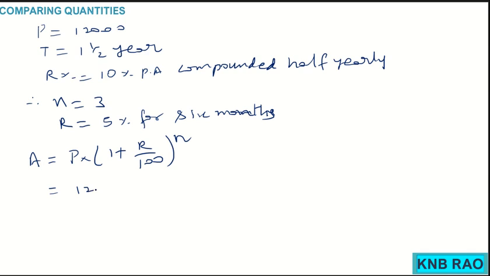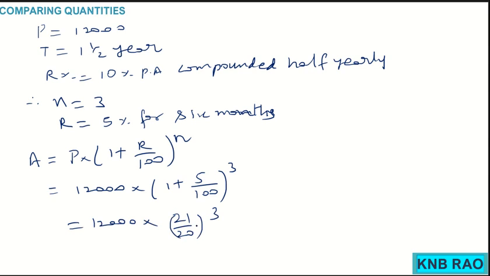Now 12,000 into (1 plus 5 by 100) whole to the power 3. So, 12,000 multiplied by (21 by 20) cube. So, 12,000 into 21 by 20, 21 by 20 into 21 by 20. So, these 3 zeros will cancel with these 3 zeros. So, 2 ones are 2, 6 are and 2 ones are 2, 3s are.